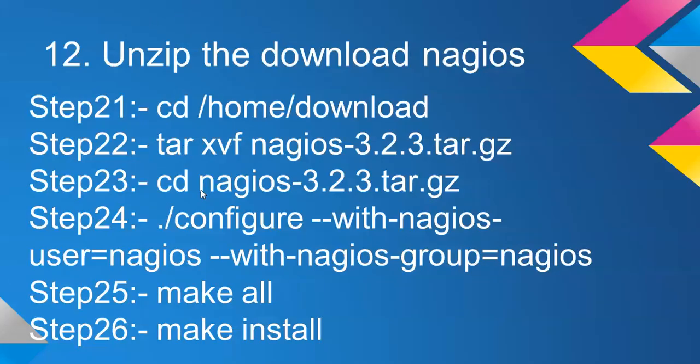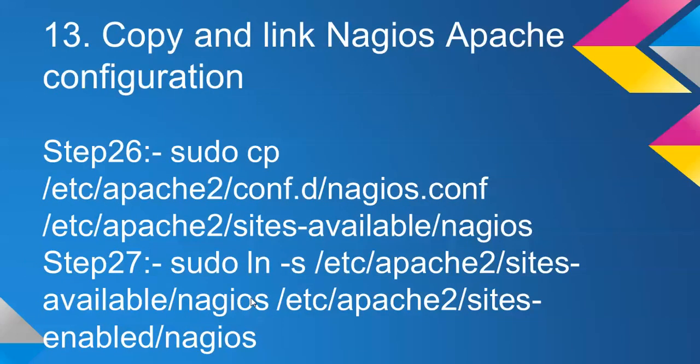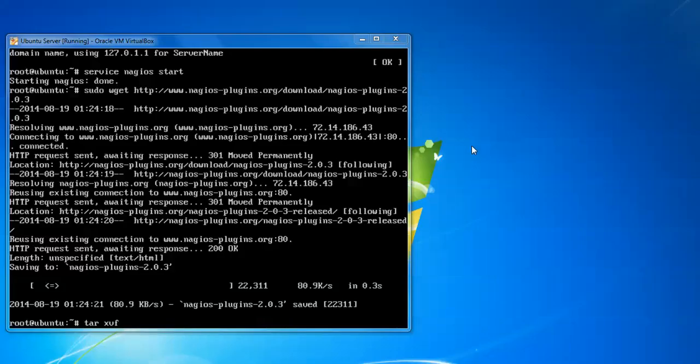After that we are going to configure the same with Nagios, like we have configured. After that we will move to the plugin. We'll go inside the folder of Nagios plugin, and after that we'll run make install. After that we'll copy this configuration. This is the next step we'll do.